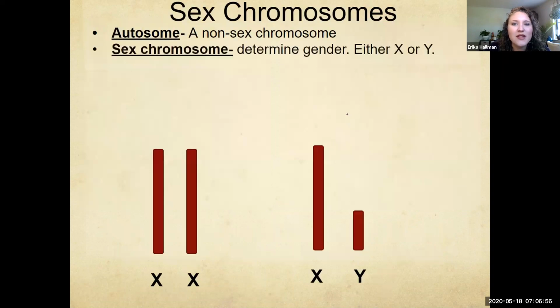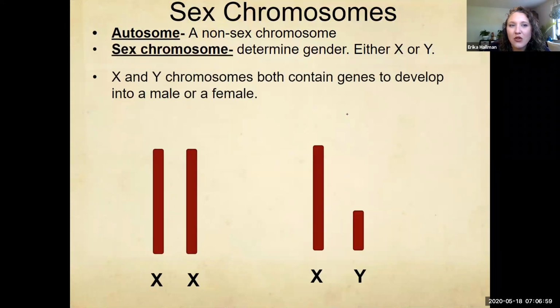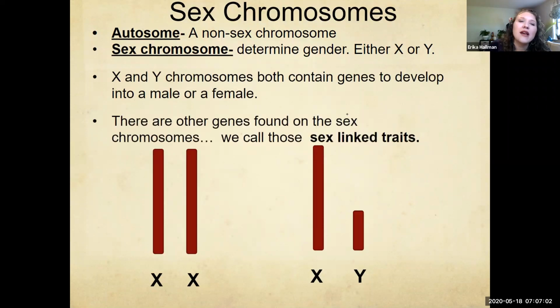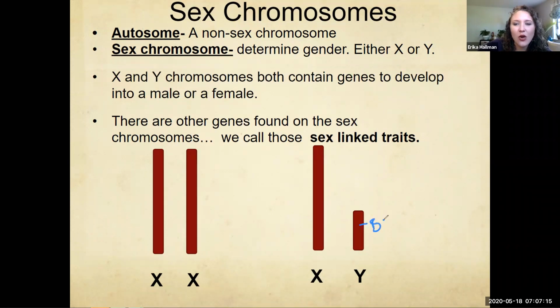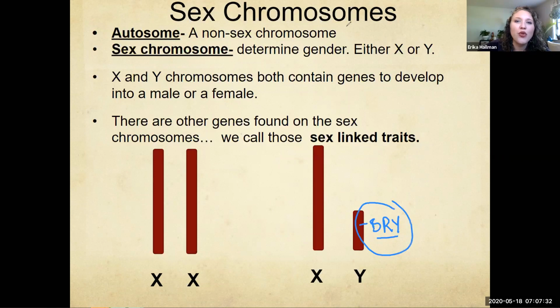A sex chromosome is going to help us determine gender, and they're either going to be X or Y chromosomes. An X and Y chromosome both contain genes that are needed to develop into a male or female. Specifically, if you're interested in gender development, the Y chromosome has a tiny little gene on it called the SRY gene. That SRY gene is one of the genes that will be expressed really early on in fetal development that will determine your genitalia, your gonads, to be testes or ovaries. So that SRY gene will start to program that developing fetus as either a male or female.